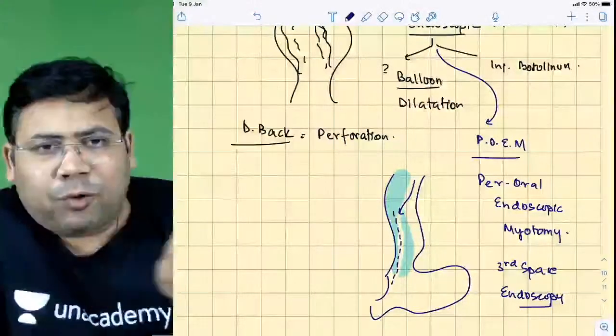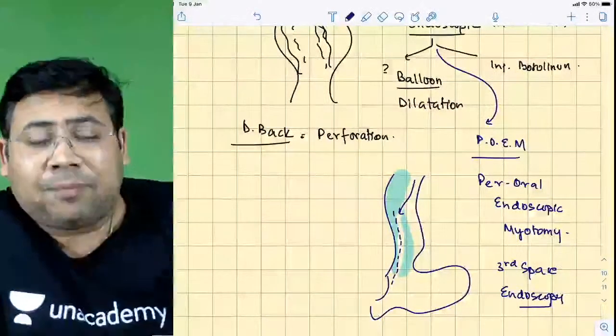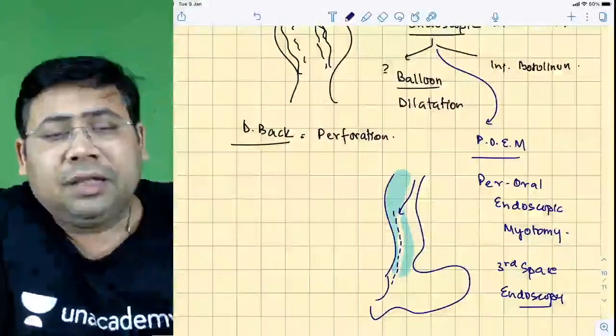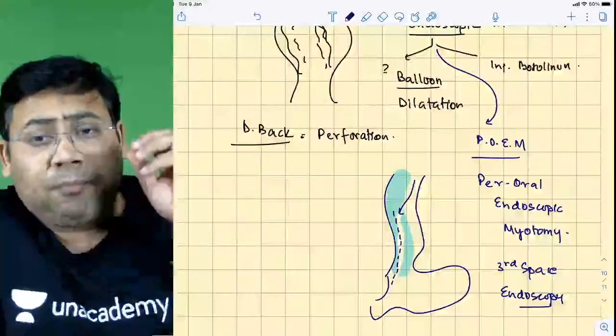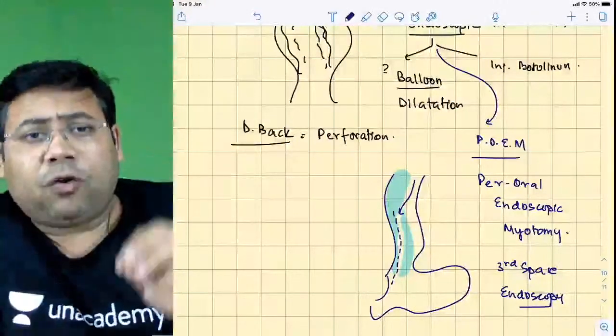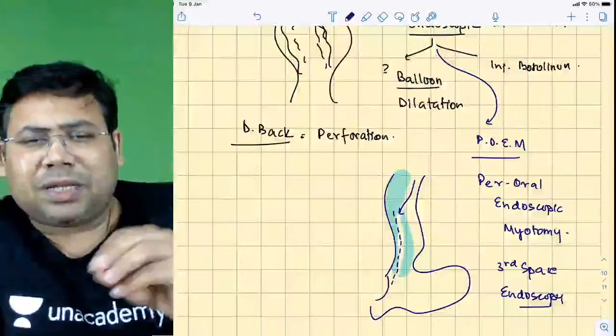Nowadays we are increasing the utility. We have POEM Z, for Zenker's diverticulum. We have PREM, P-R-E-M, this is per rectal endoscopic myotomy, that is for Hirschsprung's disease. We have POEM G, which is a treatment for gastroparesis. So a lot of advancement in the third space endoscopy.